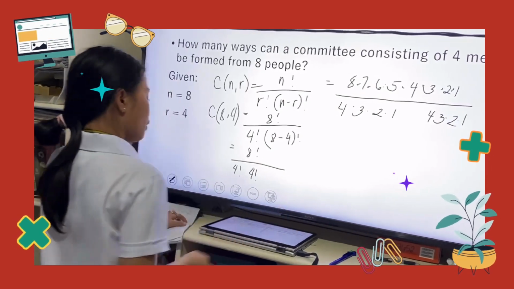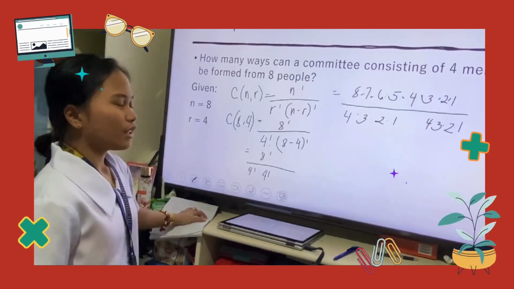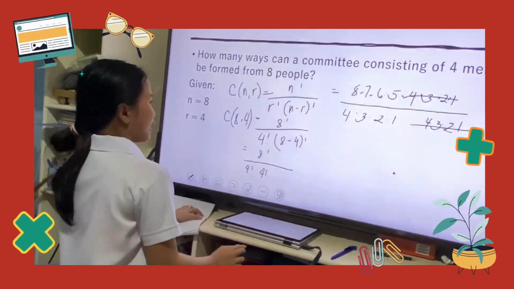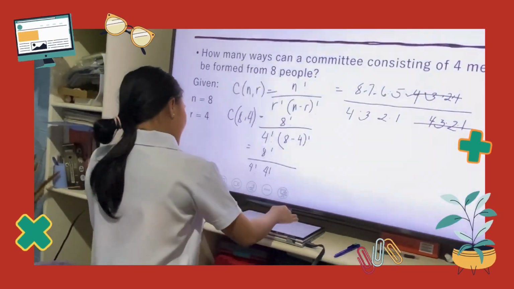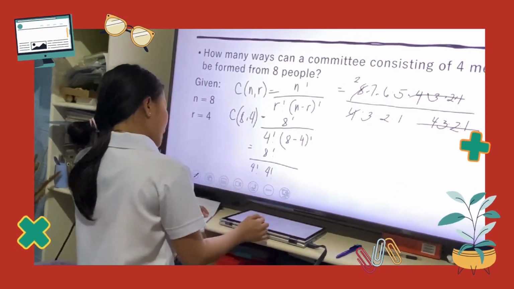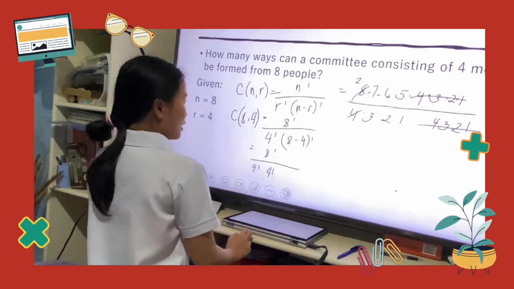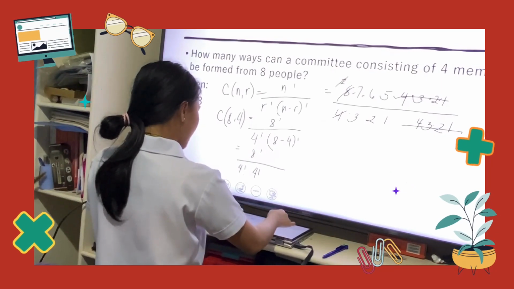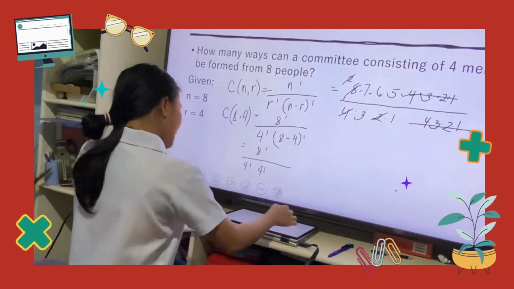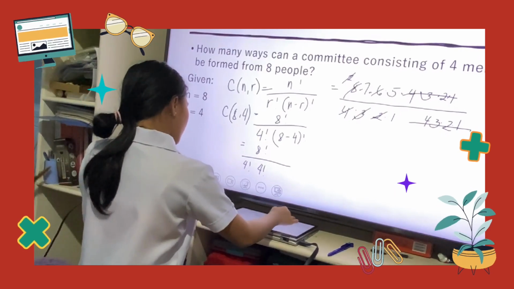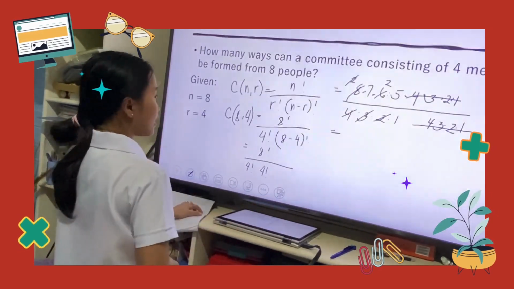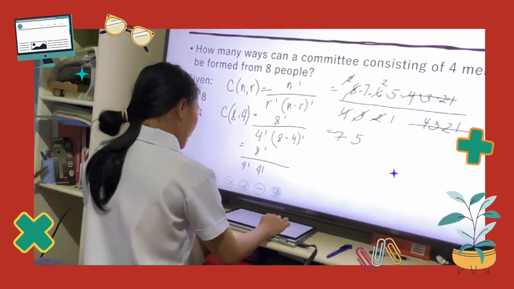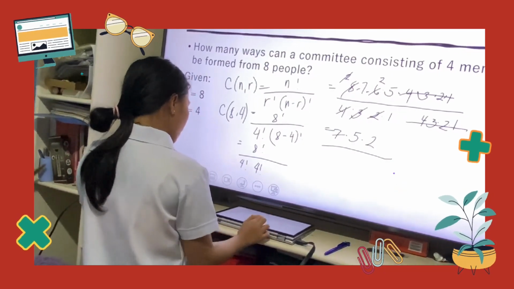Okay. So the first thing we need to do is to do the cancellation method. So we need to remove these numbers. Next thing is to divide 8 to 4. So 8 divided by 4 is equal to 2. So since we already have a 2 down here, we can erase the number 2 up there. And then lastly, 6 divided by 3 is equal to 2. So the remaining numbers are 7, 5, and 2. So you times all of that.